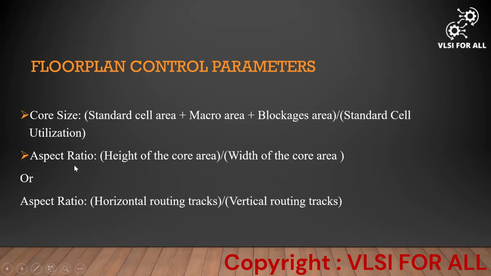Now the next one is aspect ratio. We can calculate aspect ratio based on the height of the core area and the width of the core area by taking the ratio of these two, or using horizontal routing tracks or vertical routing tracks. Any of these is fine. With this, we can determine the aspect ratio of our block. If it is equal to one, the block will look like a square. If it is less than one, it is somewhat less lengthwise, and if it is greater than one, it will be more widthwise. Likewise, the block shapes will vary.